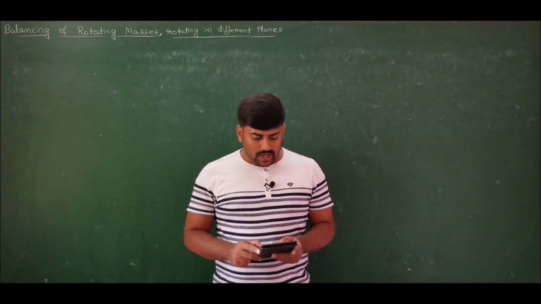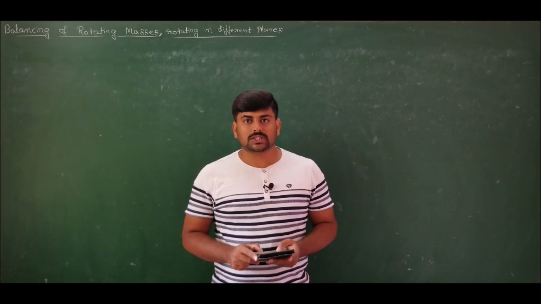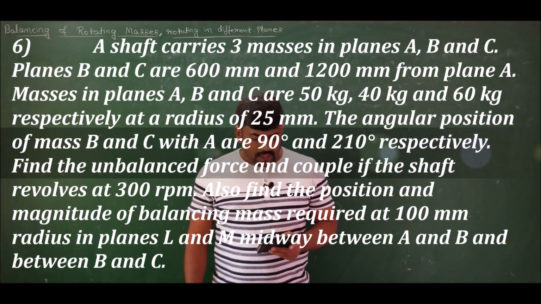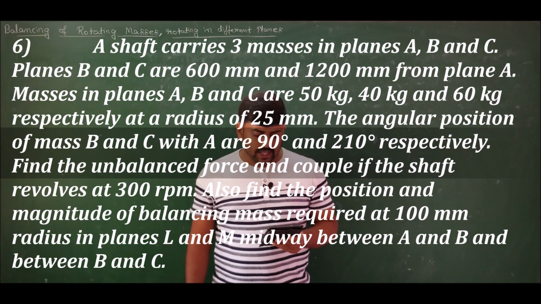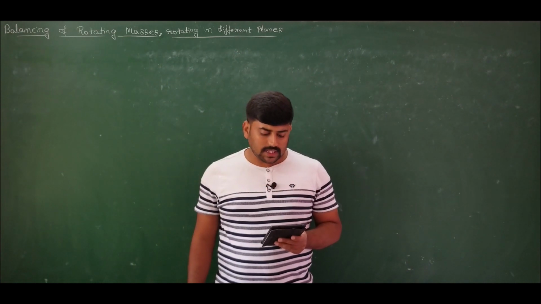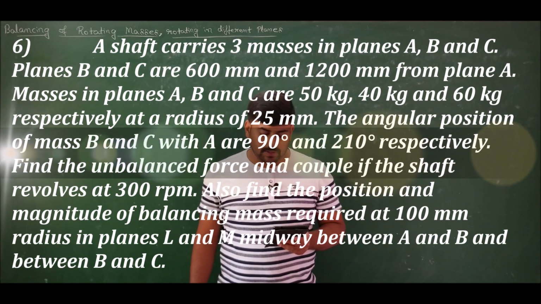Continuing our discussion, moving ahead for problem number 6 on balancing of several rotating masses rotating in different planes: a shaft carries 3 masses in planes A, B and C. Planes B and C are 600 mm and 1200 mm from plane A. Masses in planes A, B and C are 50 kg, 40 kg and 60 kg respectively at a radius of 25 millimeters. The angular positions of mass B and C with A are 90 degrees and 210 degrees respectively. Find the unbalanced force and couple if the shaft revolves at 300 rpm.